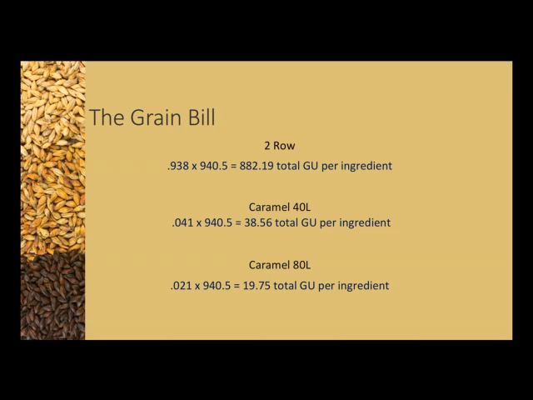To calculate the amount of extract from each fermentable, we simply multiply the percentage we established for each ingredient by the total gravity to determine the total gravity per ingredient. So for our two-row, we multiply its percentage in the grain bill as a decimal, 0.938, by the total gravity units for our recipe, 940.5, to get the total GU needed from this ingredient, 882.19. Applying the same formula to the remaining ingredients, we can see that we need 38.56 GU from the caramel 40 and 19.75 from the caramel 80.